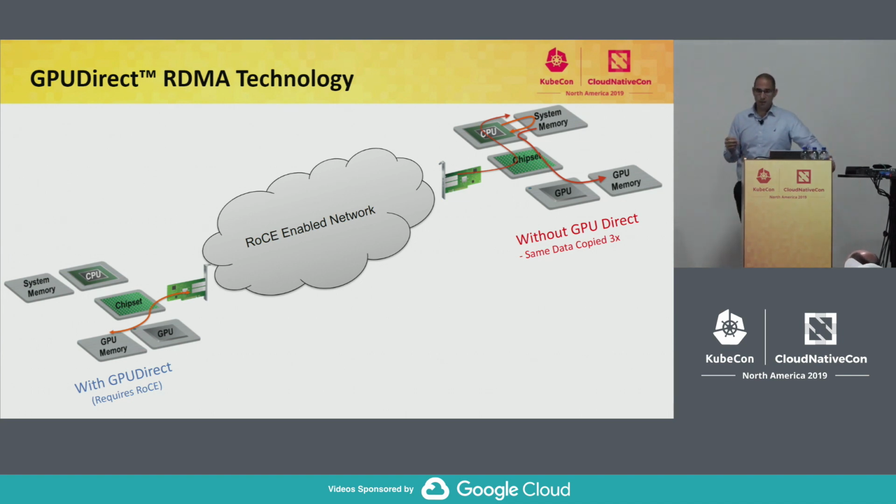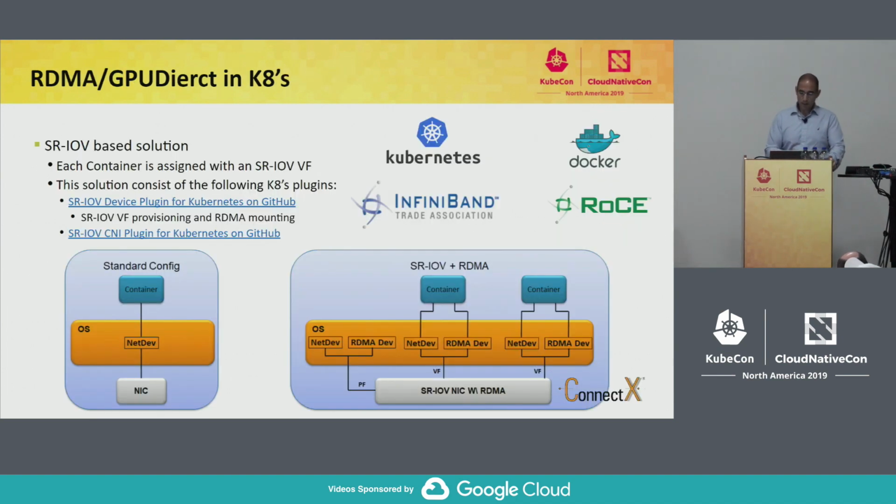GPUDirect is a technology developed by NVIDIA and Mellanox together about 10 years ago, which allowed the NIC and the GPU to communicate directly with each other. So the NIC can access the GPU memory and send and receive data directly from there. Obviously, it provides much better efficiency.